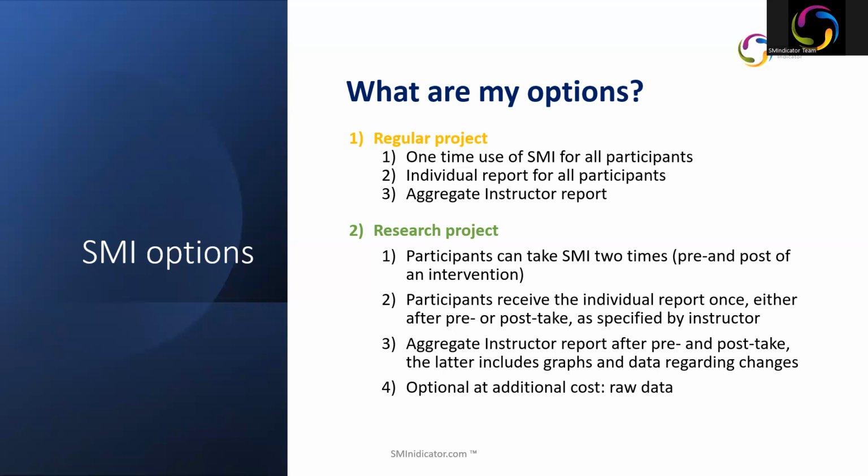First of all, we have the regular project. As I mentioned before, that consists of a one-time use of the Sustainability Mindset Indicator for all participants, together with the individual report for the participants that is available immediately after for download. As an instructor, you receive an aggregate report that we will later look at during our session of the training. The aggregate report shows you how the group overall expresses the 12 different sustainability mindset principles, as well as the affective, cognitive, and behavioral aspects of each of these principles.